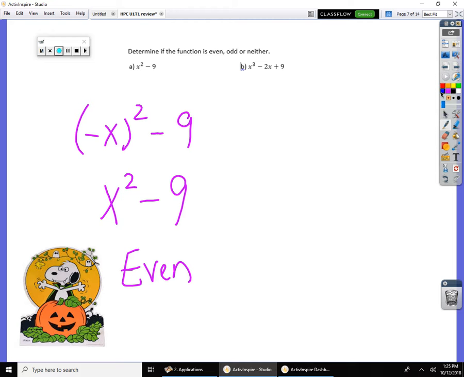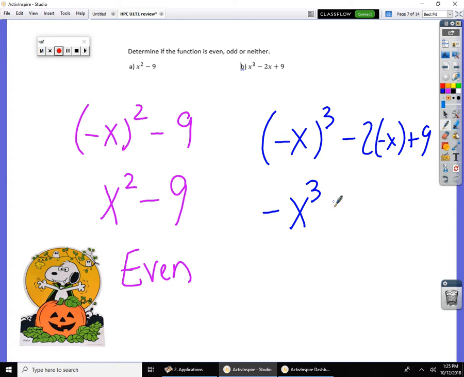All right, so let's look at this next one. Negative x cubed minus 2 times negative x plus 9. Negative x cubed plus 2x plus 9. What do you notice? It's not even Steven. Okay, what if I covered this up? What do you notice? Let's pretend this wasn't here and this wasn't here. What do you notice?